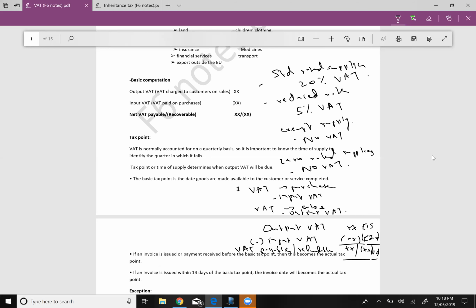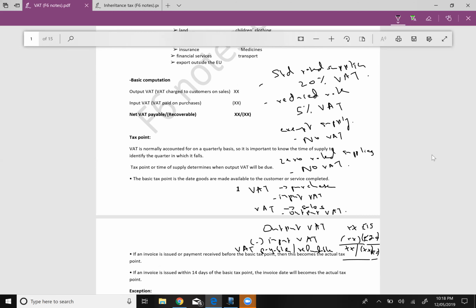So that is how you have to calculate your VAT. You will take output VAT minus input VAT, so either there will be a VAT payable or VAT refundable. Now, coming back to the exempt supplies and zero rated supplies.